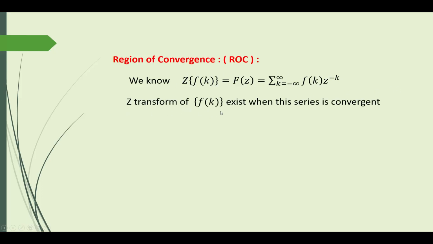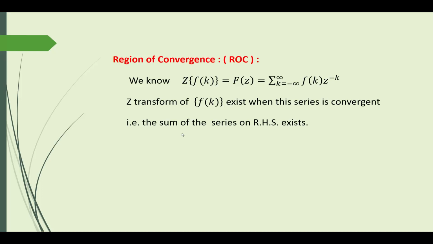Z transform of f of k exists when this series is convergent. Means we can find a finite sum, that is, the sum of the series on the right hand side exists. Then the Z transform of f of k exists, meaning the value of this series is a finite value. If the sum is infinity, then the Z transform of f of k does not exist.